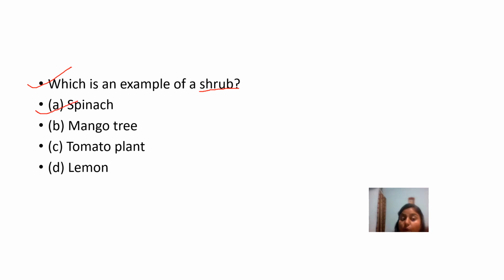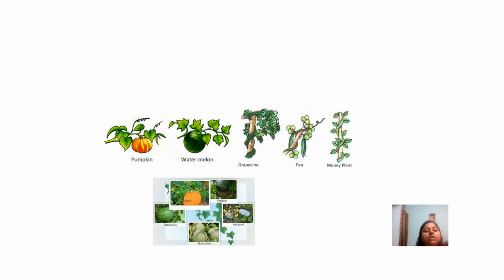Okay, students, now come to the next. What do you see on your screen? These are the pumpkin, watermelon, pea plant, money plant, grapevine. So, what kind of stem is this?